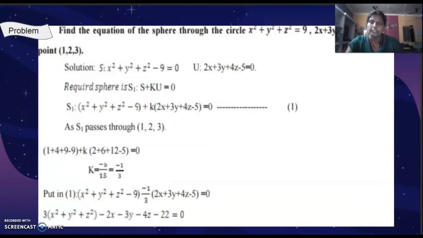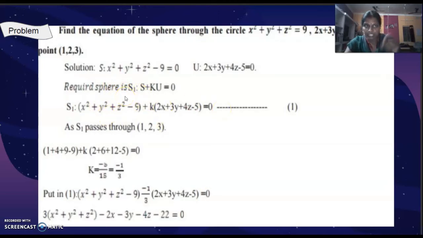Now let us see another problem. Find the equation of a sphere through the circle represented by these equations and through the point 1, 2, 3. We can write the first sphere equation as x square plus y square plus z square minus 9 equal to 0, and the plane as u, and the required sphere is S plus k u equal to 0. So S1 represents the equation of a sphere, that is S plus k u equal to 0.